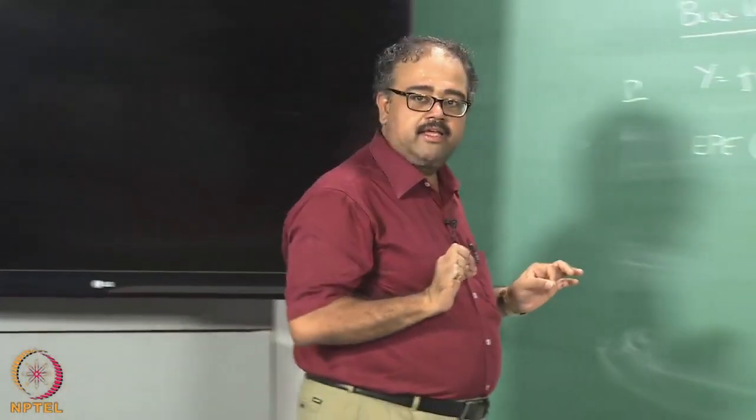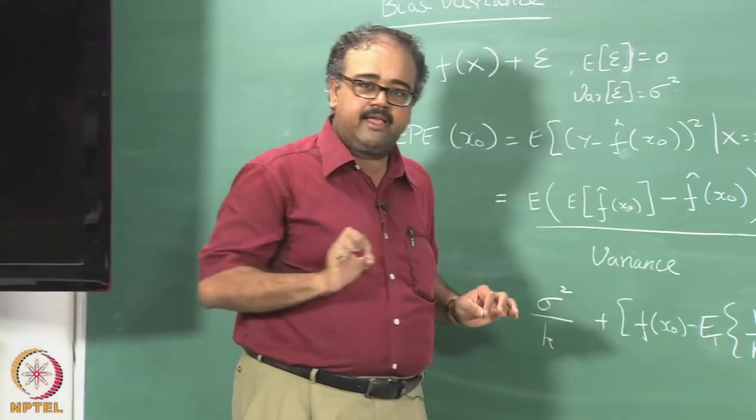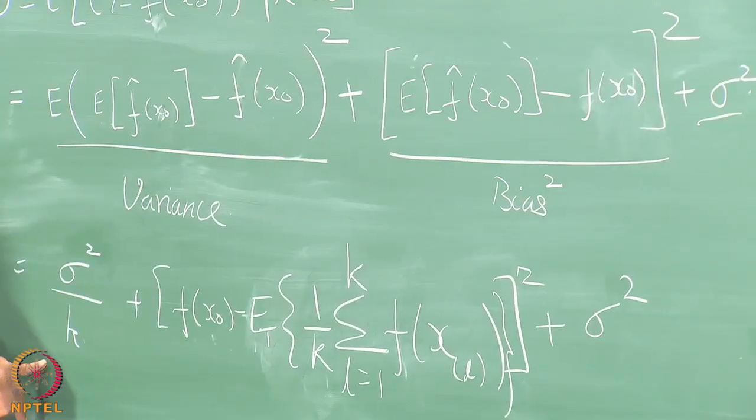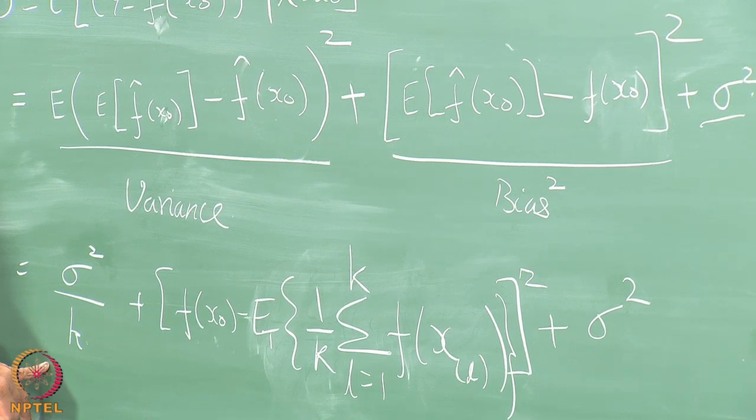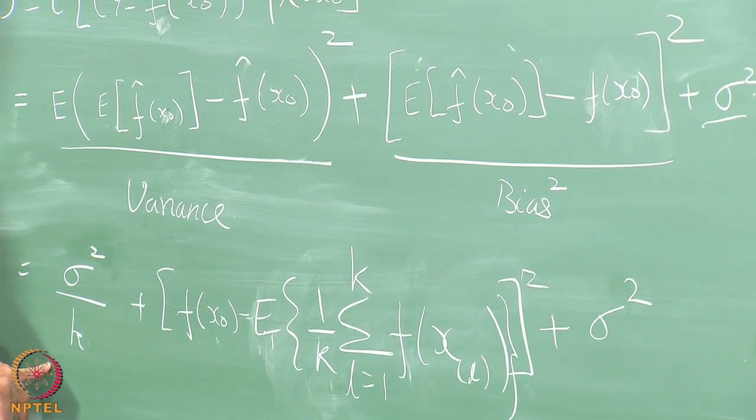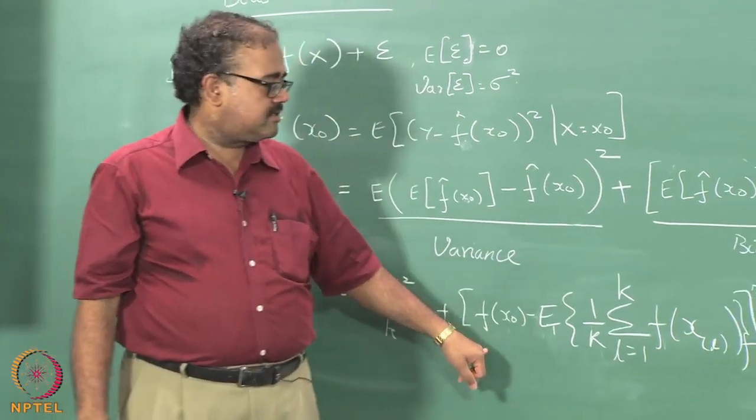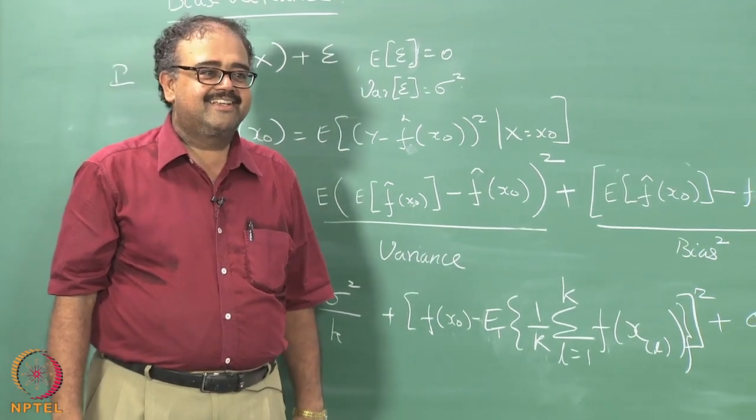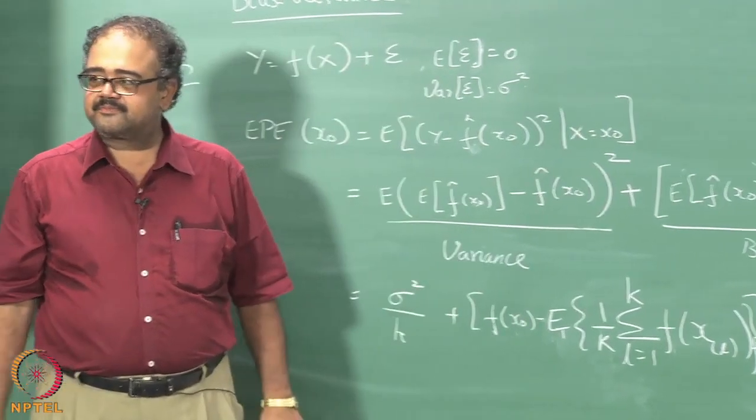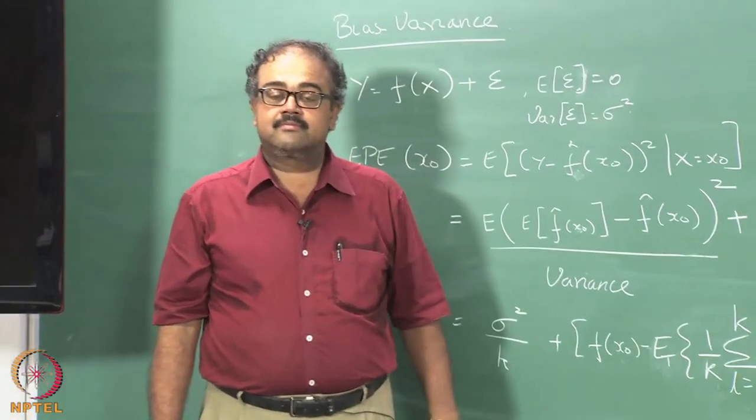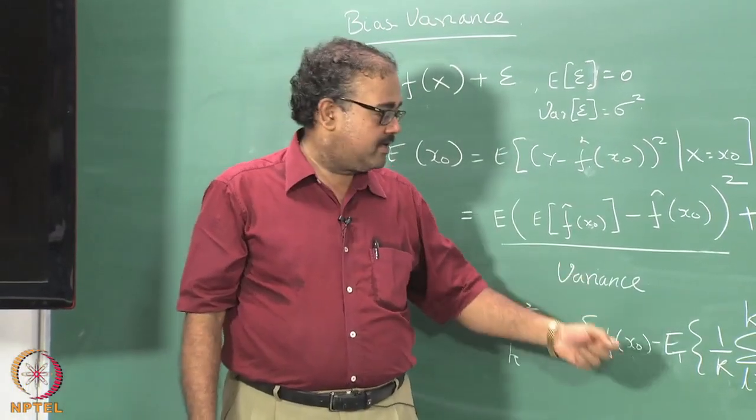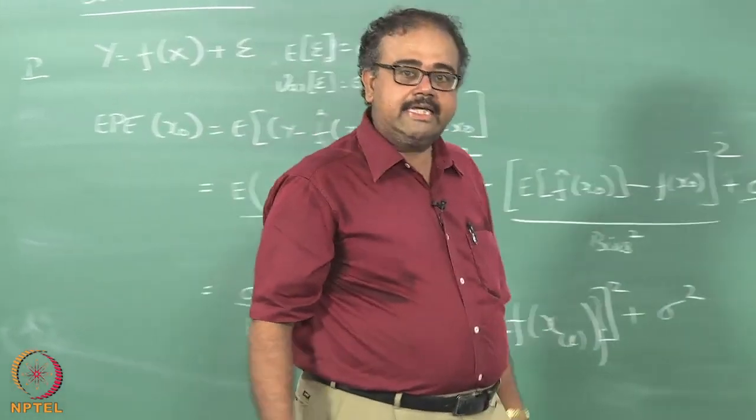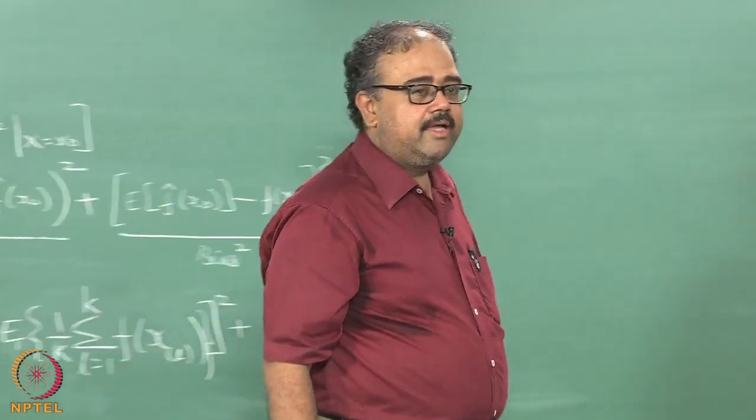Now let us look at what happens when I change my k. If I increase my k, what will happen to the variance? It will decrease. What will happen to the bias? That is an interesting question. If I increase my k, what will happen to the bias? Increase. Why?